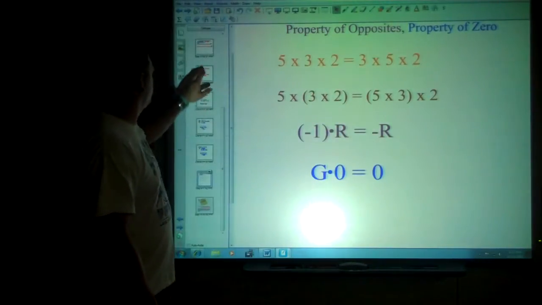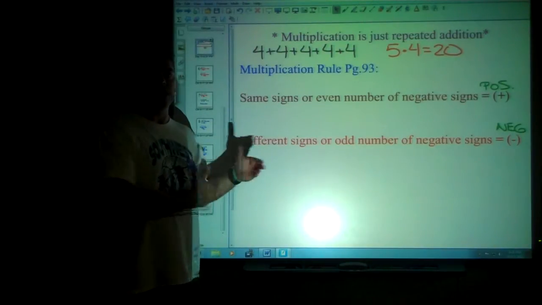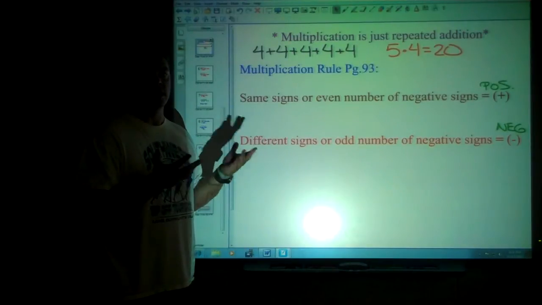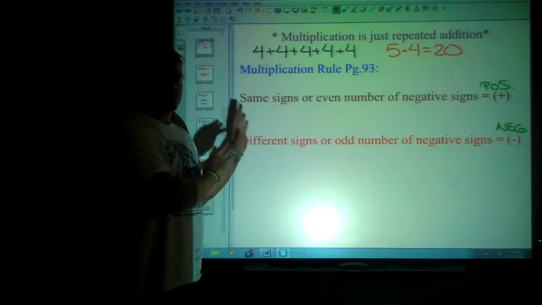So again, remember these rules. They're the most important. Count up how many signs you have. If you have an even number of signs, it's positive. If you have an odd number of negative signs, it's going to be negative. Don't mix up the addition rules. These are different types of rules.